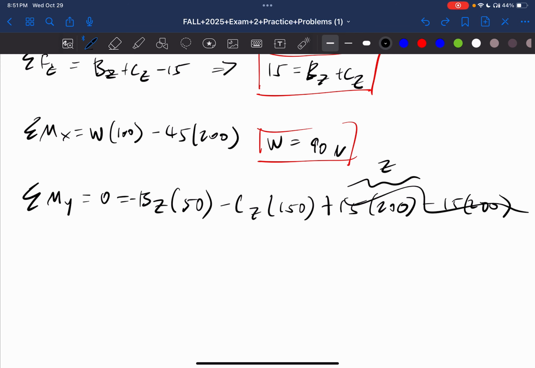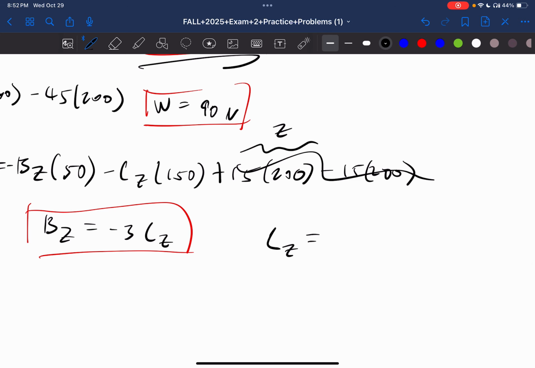So we can have this, which is pretty simple, add it over. So BZ is going to be equal to negative 3 CZ. So we have this other relationship that we gathered, and from one of these equations, BZ, CZ, from this equation right here, a little bit of systems of equations, not that hard. We gather CZ is equal to 15 over negative 2, which is going to be equal to negative 7.5 newtons.